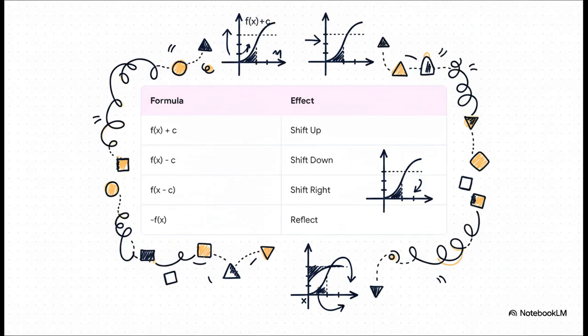But horizontal movements, they're a bit different. If we mess with the input directly inside the parentheses, the whole graph shifts left or right. We're changing the x value before the function even gets its hands on it. And finally, reflections. Slapping a minus sign entirely in front of the function, so negative f of x, acts like a mirror. It takes every positive y value, makes it negative, and vice versa. It literally reflects the whole graph over the x-axis, flipping it completely upside down in one shot.